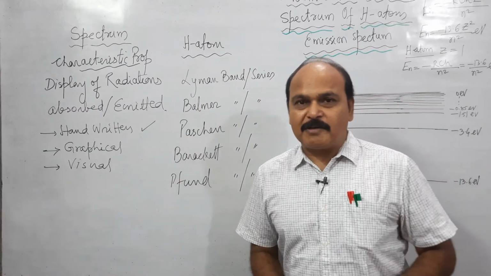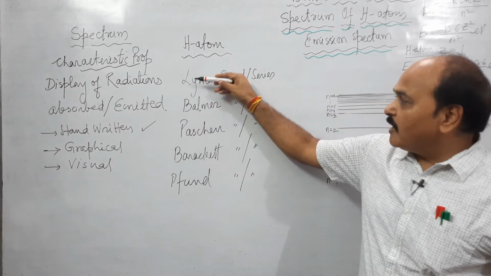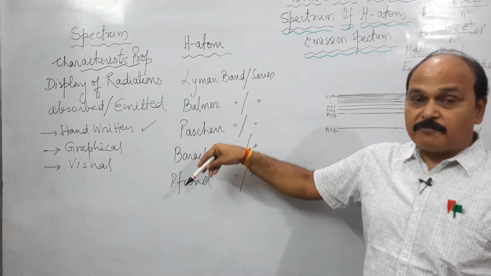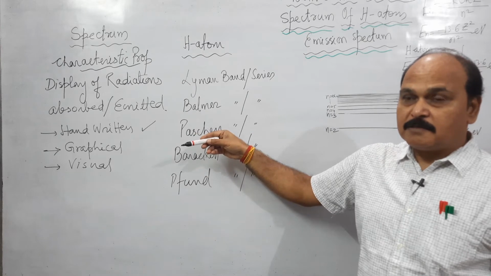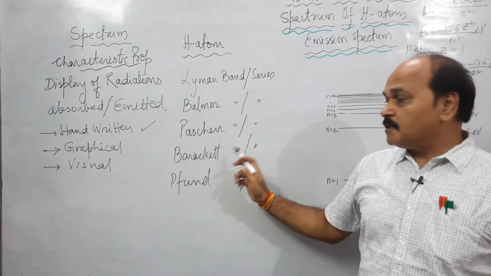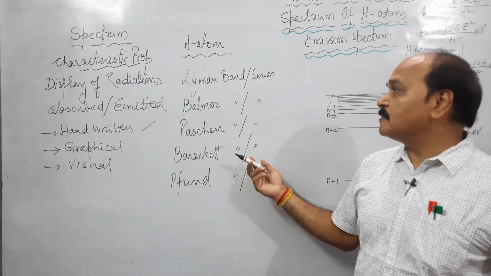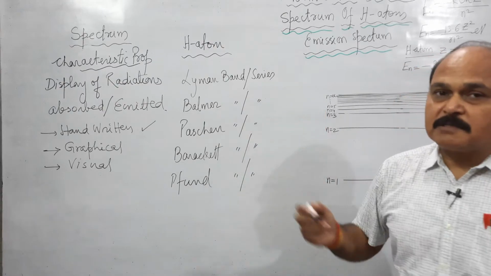What is the spectrum of hydrogen atom? Children, the spectrum of hydrogen atom consists of 5 prominent bands. These are what? Lyman band, Balmer band, Paschen band, Brackett band, and Pfund band, or series. Why do we call these bands?